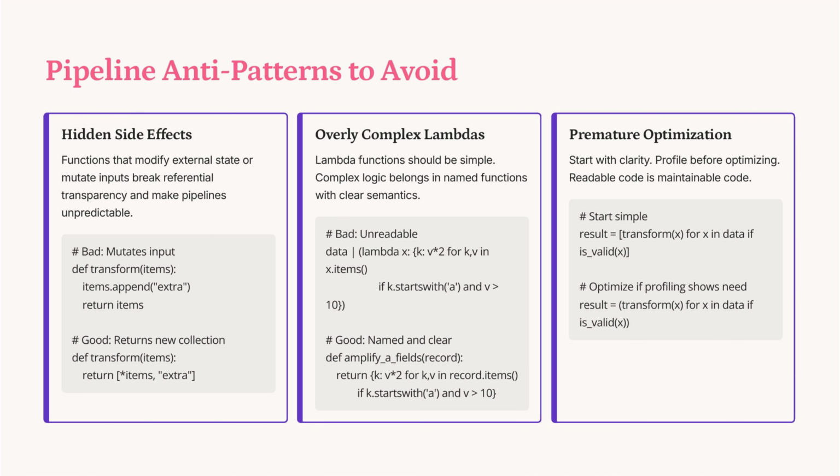Instead, return new collections to maintain predictability. Hidden side effects disrupt referential transparency, making pipelines unreliable. Use named functions for complex logic instead of convoluted lambdas. Begin with clear, readable code and only optimize after profiling indicates necessity. This approach ensures maintainability and clarity in your codebase.